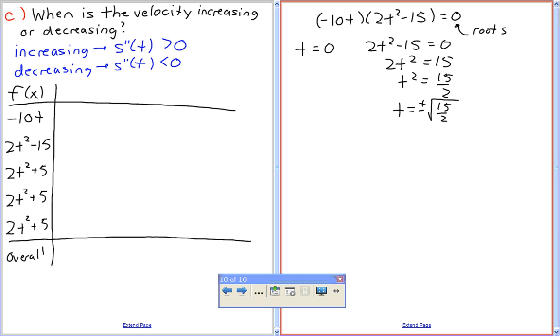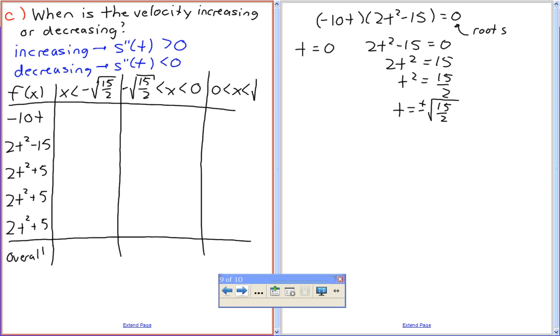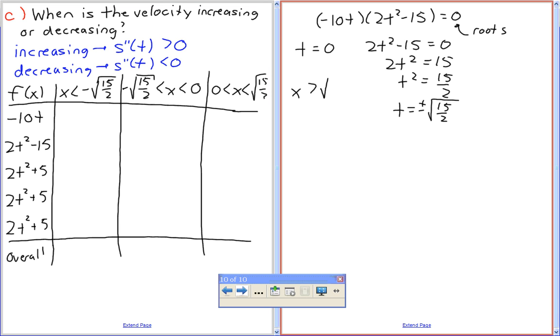What I quickly did while she was talking was solve for those roots. Those are my roots. Because this is going to give us our intervals. In this case, x is less than negative root 15 over 2. Then negative root 15 over 2 is less than x is less than 0. Then 0 is less than x is less than root 15 over 2. And x is greater than root 15 over 2.